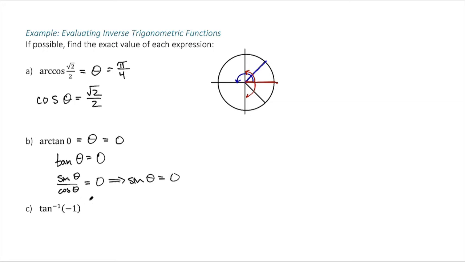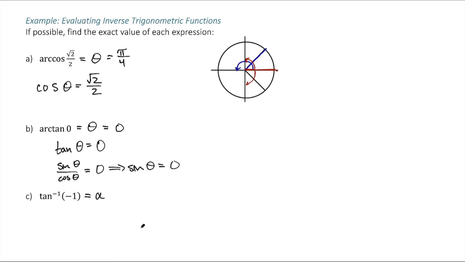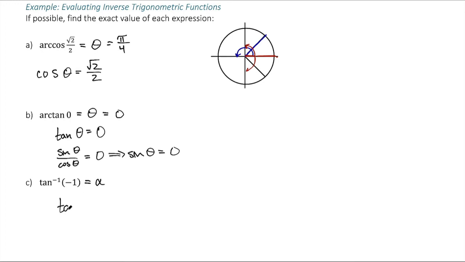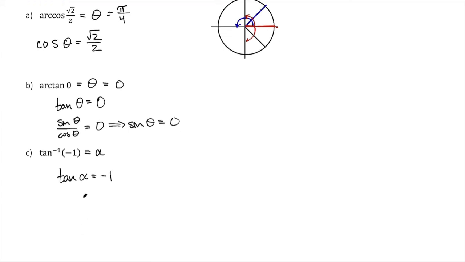Finally, the arctangent of negative 1. Again, if this is equal to an angle, I'm going to call it theta. We'll mix it up a little bit. This means that tangent of the angle theta is equal to negative 1. Well, if I think of this as sine over cosine, I've got sine alpha over cosine alpha equals negative 1. And then multiply both sides by cosine alpha. We're looking for when sine of alpha is equal to the negative cosine of alpha.